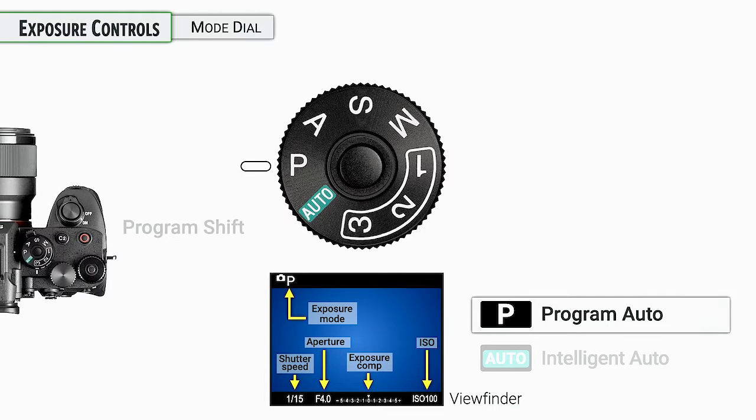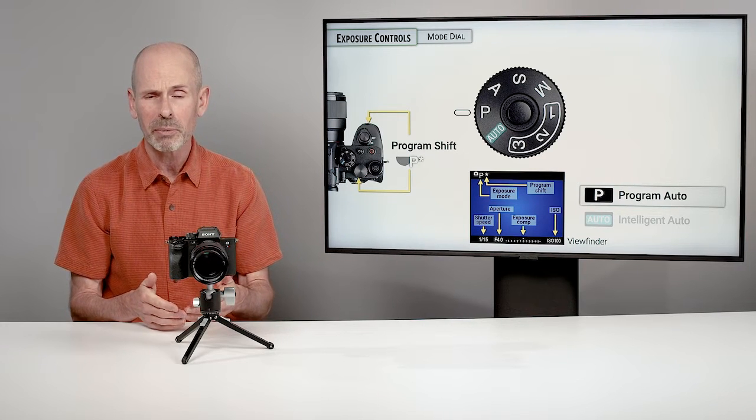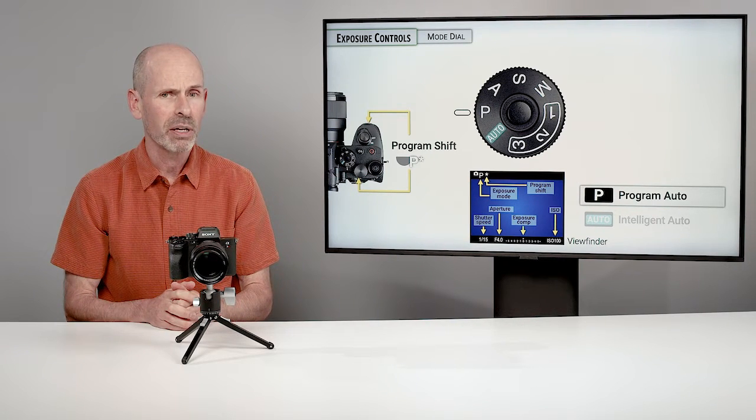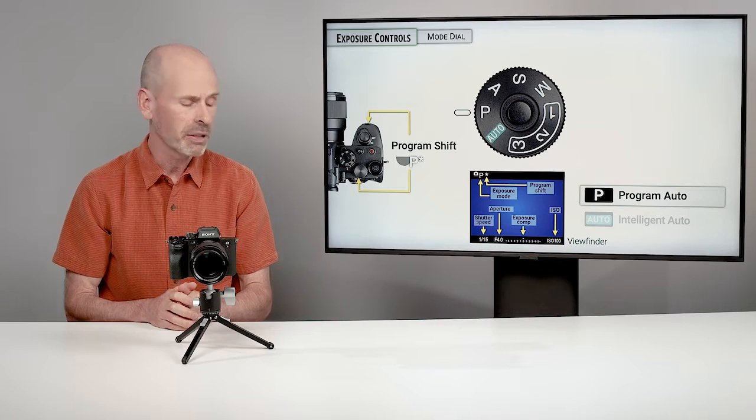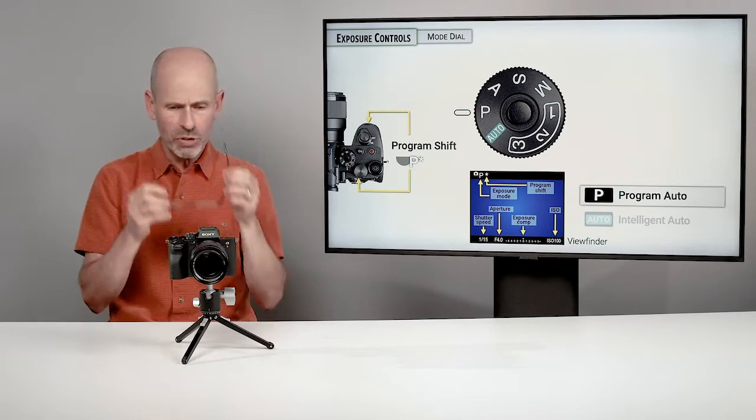Now, one of the nice things about being in the program mode is that you don't have to accept the settings that the camera is giving you. You can shift them a little bit if you want. And so if you don't like what the camera recommends, well, you can turn either the front dial or the back dial in that particular case. Let's go ahead and give this a try.